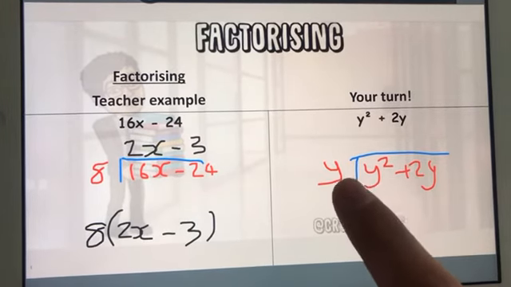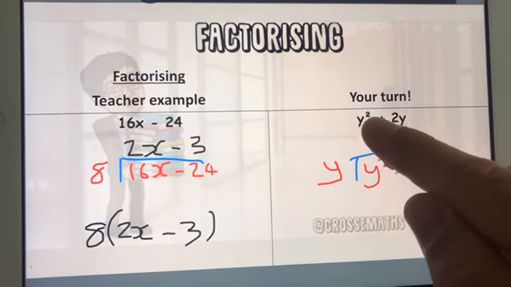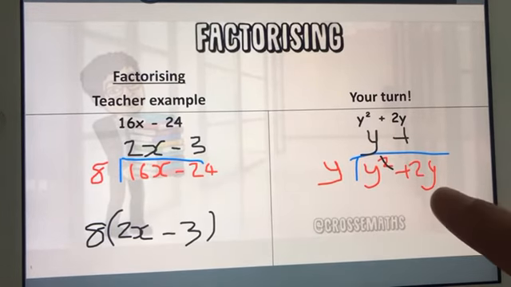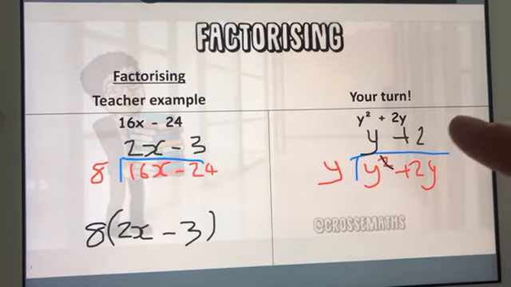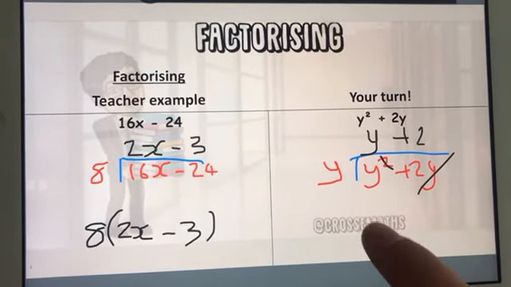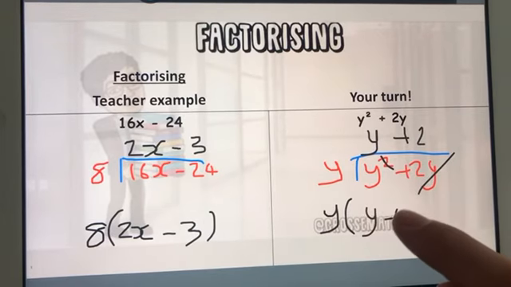Y squared divided by y. What happens is, instead of having y squared, one of them cancels out. You're just left with a single y at top. Plus, whatever the sign is, always goes in the middle. 2, there's no 2 at the front, so 2 is going on top. Y divided by y, that cancels out. So your answer is y on the outside of your bracket, y plus 2 on the inside.